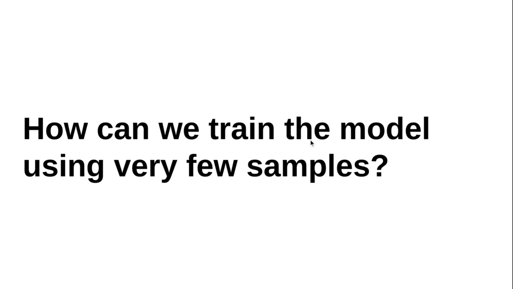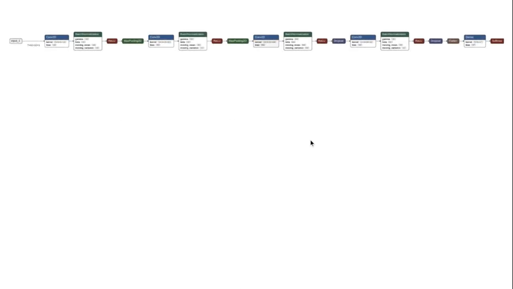The second question I got asked is, how can we train the model using very few samples? Because we know that any deep learning model training requires a huge amount of samples. But in my method, you only need about 100 samples to get a decent model. So how is that possible? The answer is I use transfer learning.